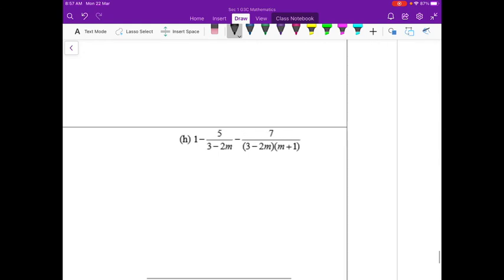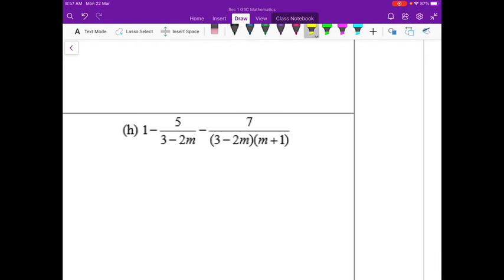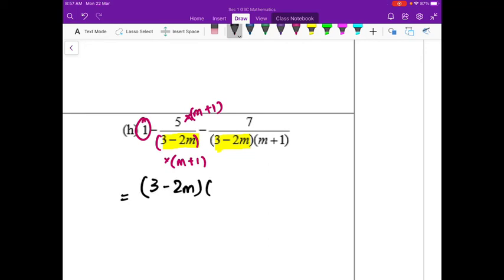Yeah, H. So make the denominator the same. What is the denominator going to be? I see common factors already. 3 minus 2m, 3 minus 2m. So all I need to do is to make this denominator, you multiply this by m plus 1. So here also multiply by m plus 1. And then this 1 over here is the same as what we did in primary school. Change the 1 to become the same denominator and the same numerator. The denominator is just 3 minus 2m, m plus 1. So the numerator is going to be the same thing. 3 minus 2m, m plus 1.